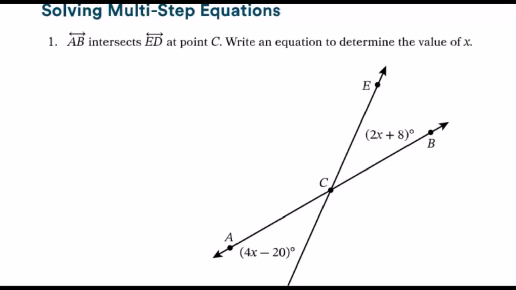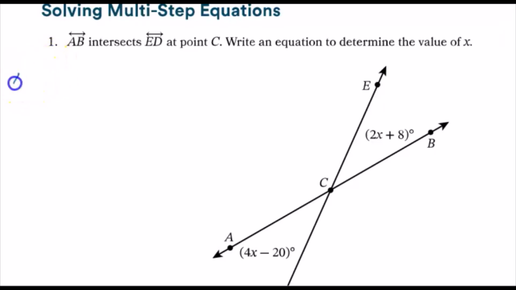In Lesson 7 of Topic B, we are solving multi-step equations. We're given a diagram where line AB intersects line ED at point C. We are asked to write an equation to determine the value of x.